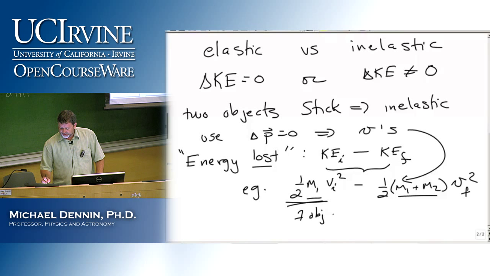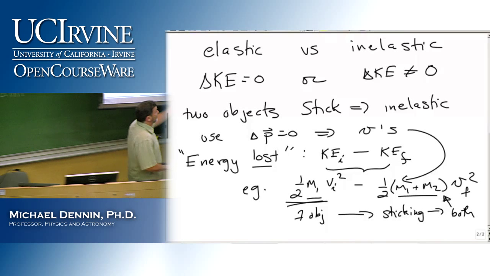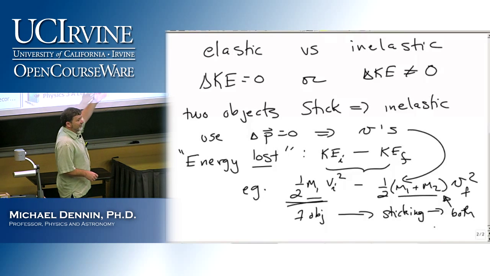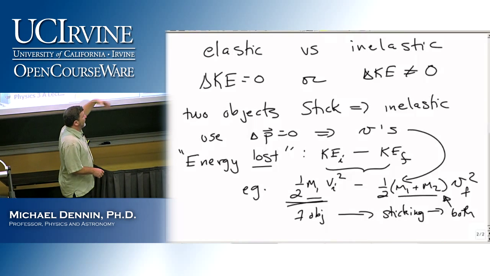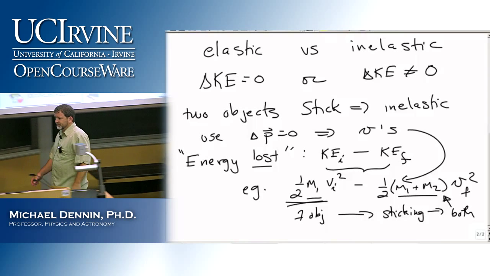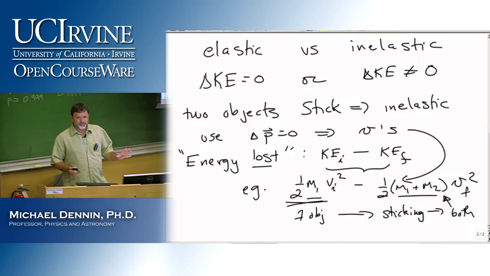So this is 1 object moving, sticking, and both together. You might have had two objects at the beginning. Then you would have 1/2 m1 v1i squared plus 1/2 m2 v2i squared. And you would subtract from it whatever you have at the end. Any questions on that?